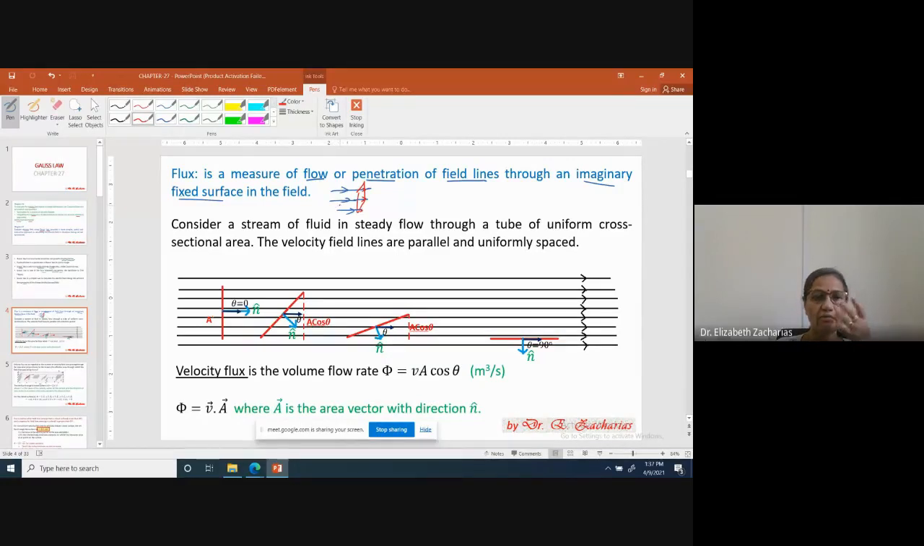Doesn't mean anything right now, but let us take some example, then maybe you will understand. Remember when I introduced the word field, I talked about something called velocity field. Velocity field is simply mapping the velocity of the fluid at every point in the pipe. So let's first talk about parallel and uniformly spaced velocity field lines. What does this physically mean?